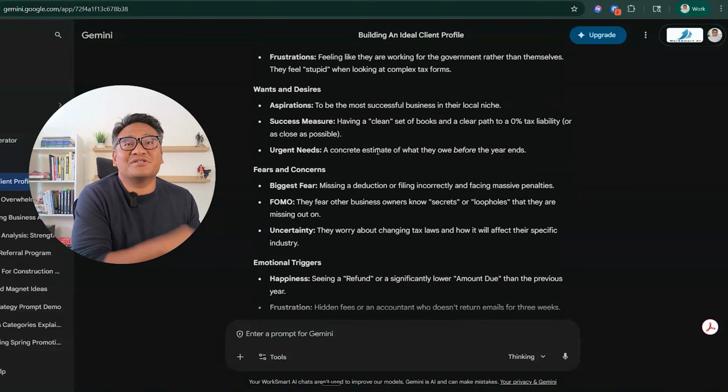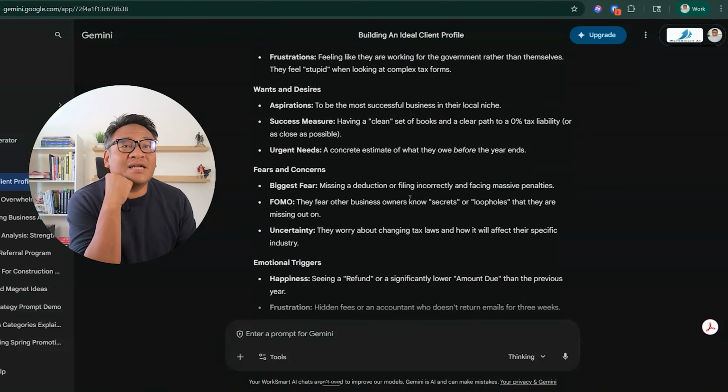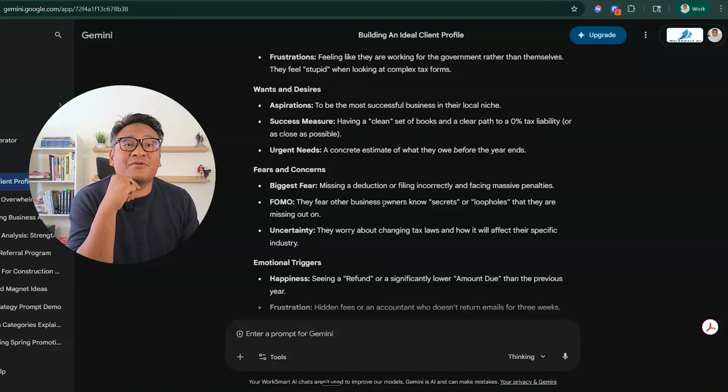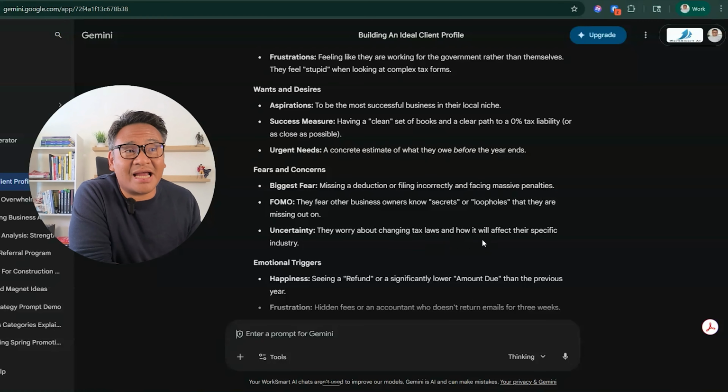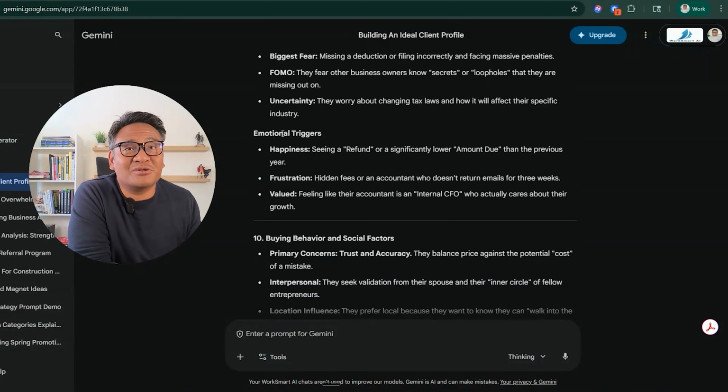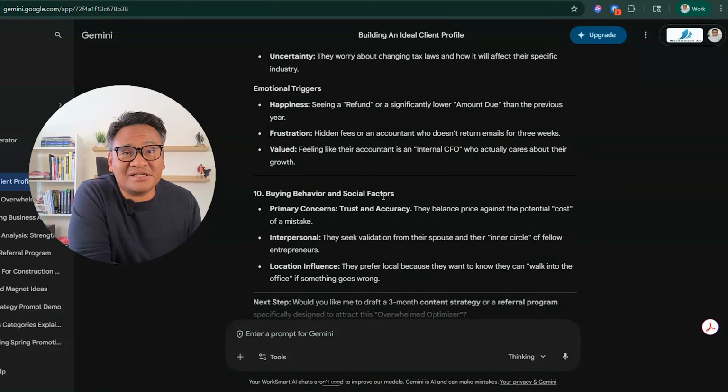That's good. Fears and concerns. Their biggest fear is missing a deduction or filing incorrectly and facing massive penalties. Their FOMO is they fear other business owners know secrets or loopholes that they're missing out on. And for certainty, they worry about changing tax laws and how it will affect their specific industry. There are also their emotional triggers, buying behaviors, and social factors.